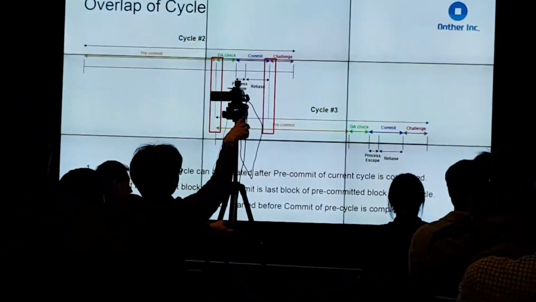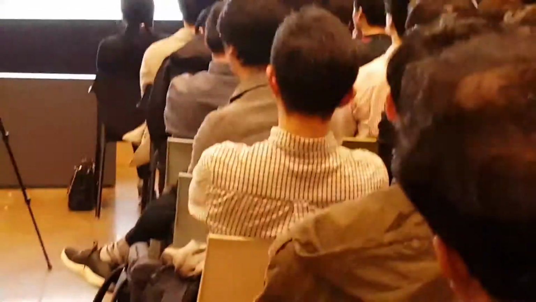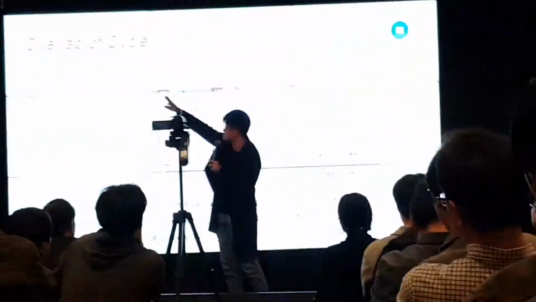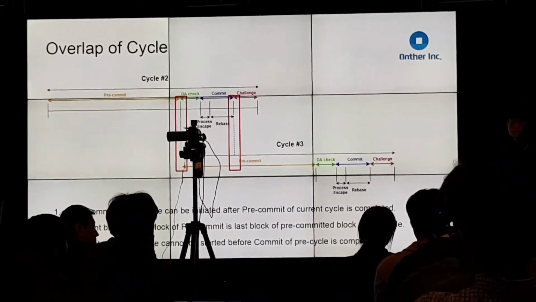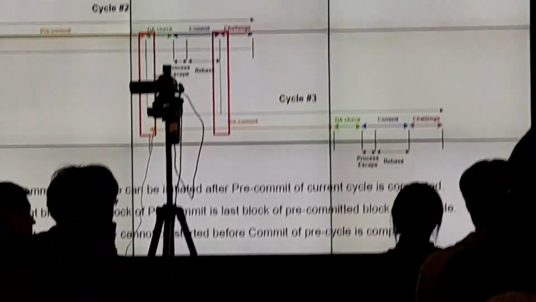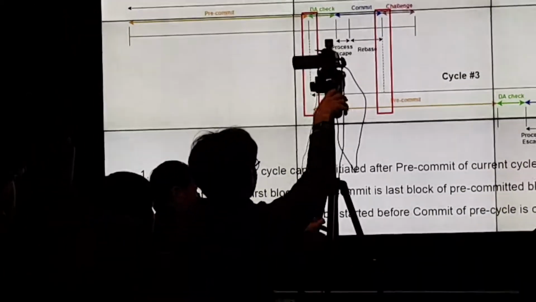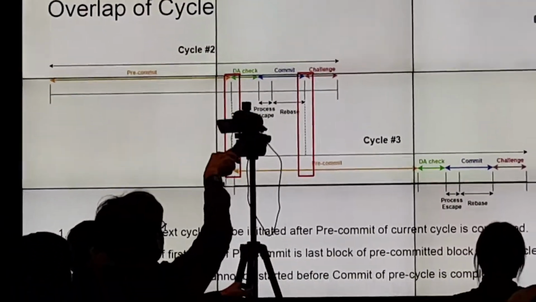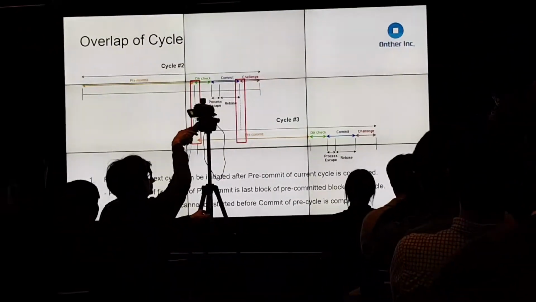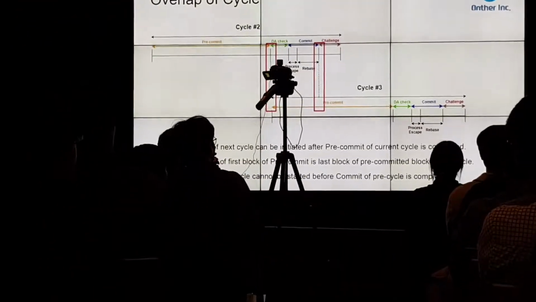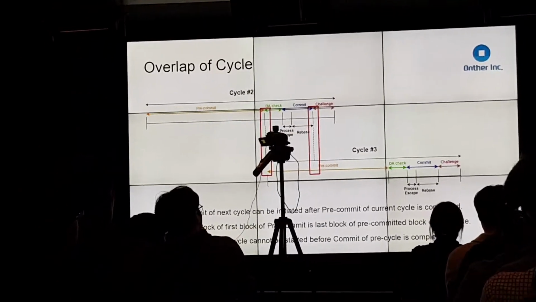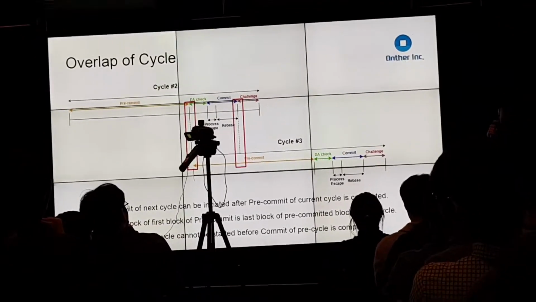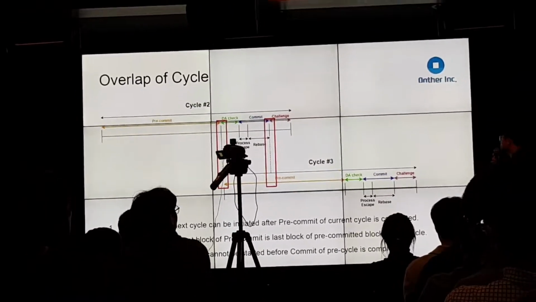Yes, users can always send their transactions, but after this pre-commit period in this cycle, their transactions will be included in this cycle. Right, it's implied. But then I guess there's no reason not to just make the DA check start right after the challenge period ends, right? I understand why it's in there. I'm just saying it seems optimal for the DA check of cycle 3 to start right after the challenge period of cycle 2. You don't even need the space in between.